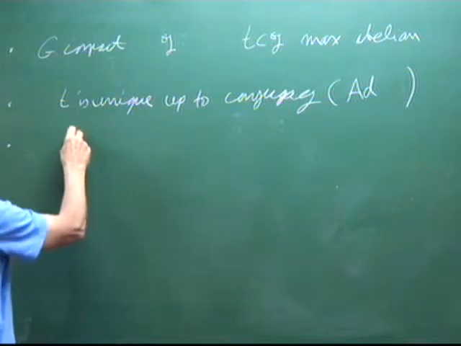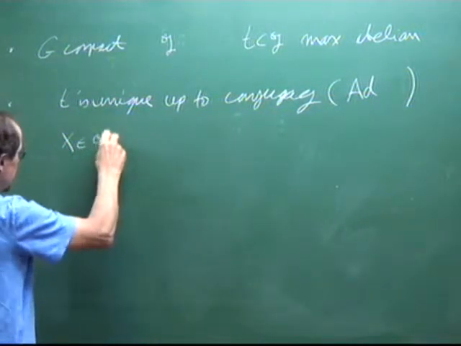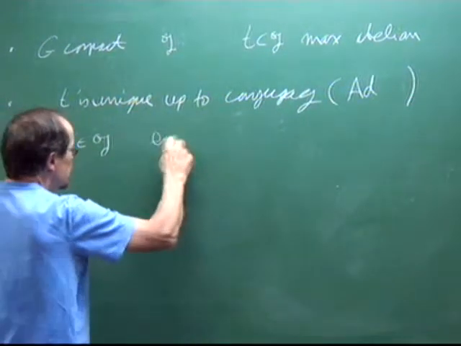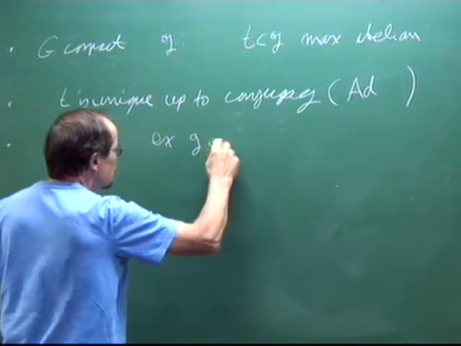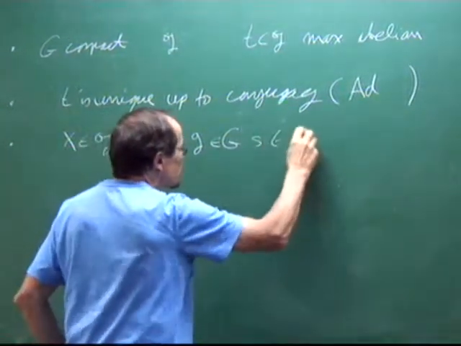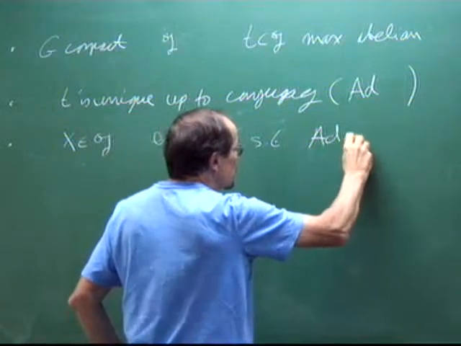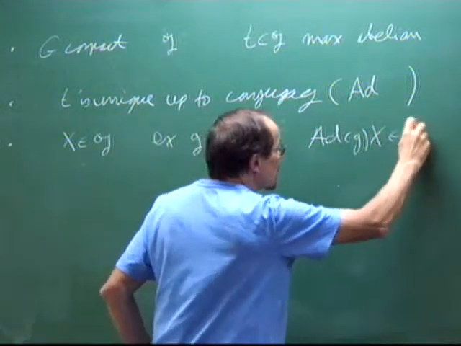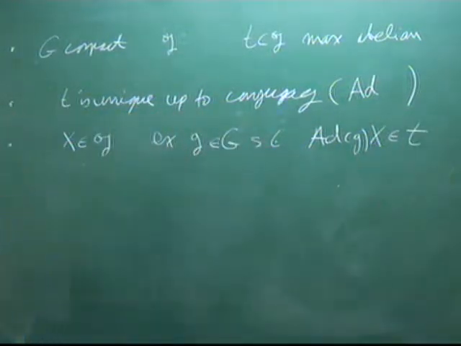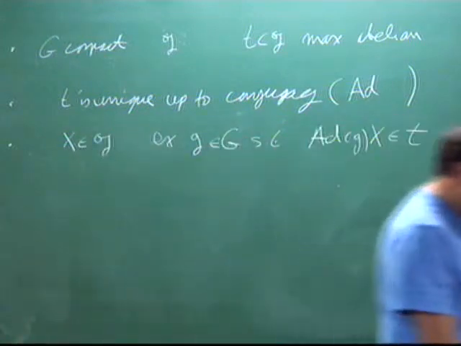And the other important property was that if X lies in g, I can conjugate it into this subspace. It lies inside the maximal abelian subspace. So that's what we proved last time.